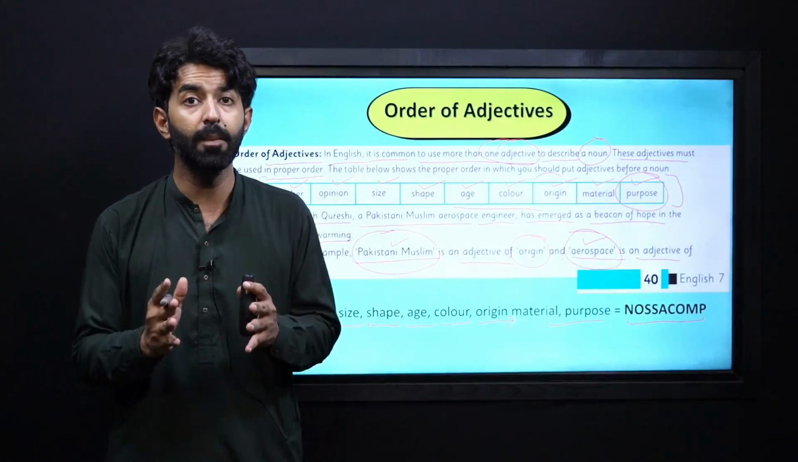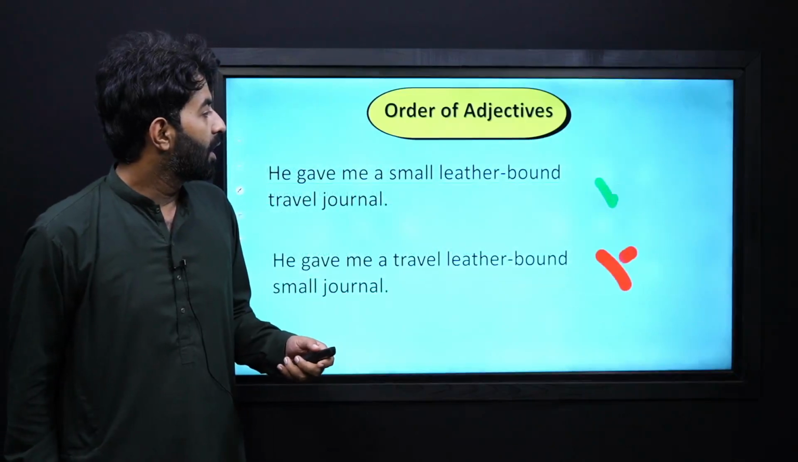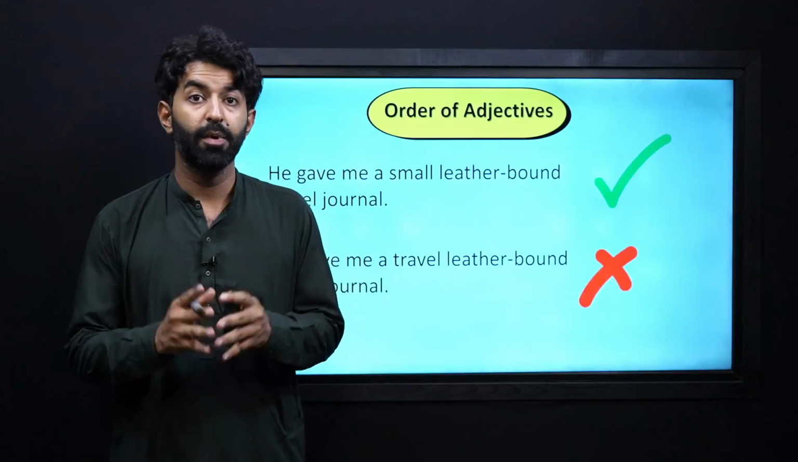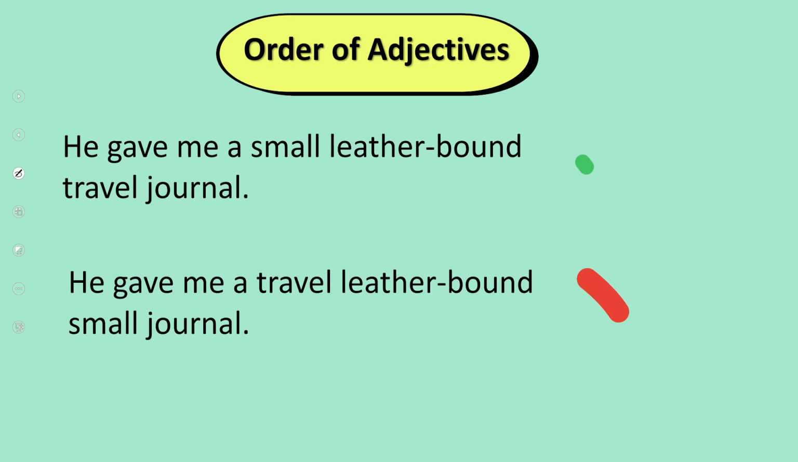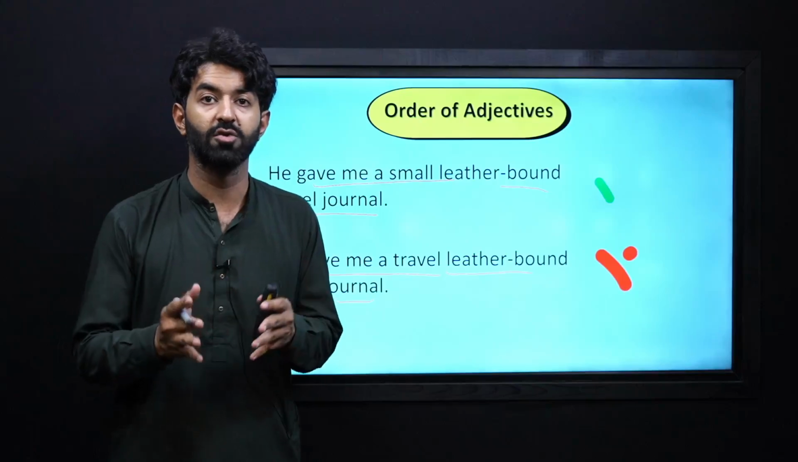Now that we are clear about the order of multiple adjectives, let's look at this example. The first one is correct because it is following a proper order: He gave me a small leather-bound travel journal. But, he gave me a travel leather-bound small journal, is incorrect because the ordering is not in the right place.